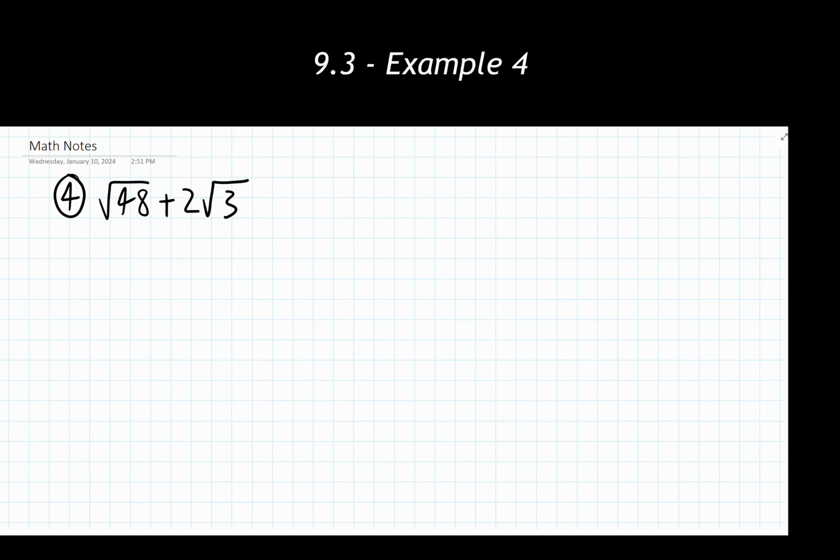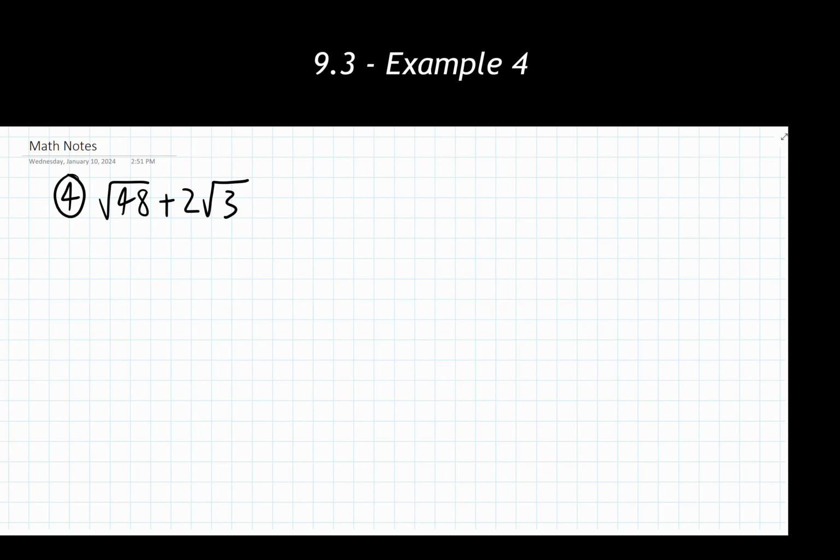Looking at our final example that we have here, we now have the square root of 48 plus 2 times the square root of 3. Once again, I'm looking to see if the index and the radicand are the exact same with these radicals. We're seeing the index is the same, the radicand isn't. So I cannot add or subtract these two things together. My only option is to simplify this square root of 48 down and see what I could get, and maybe I could add or subtract something together later on in the problem.